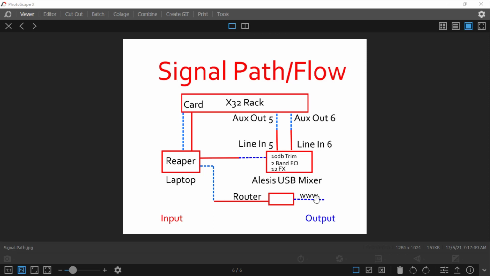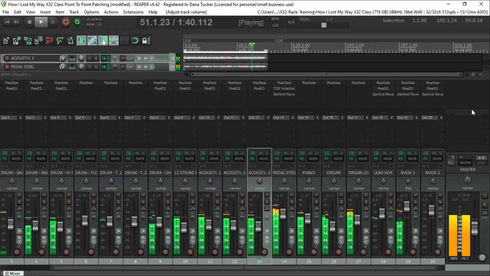Okay, so let's go ahead and look at Reaper and see what we got going on there. Okay, so here we are in Reaper. And let's go ahead and listen to what we got going on here. And I don't know where we're at in the song, but it really doesn't matter.